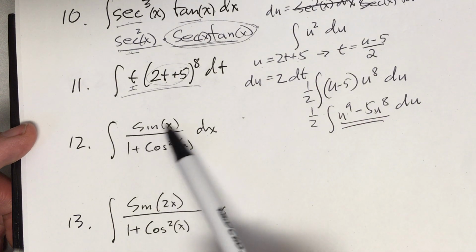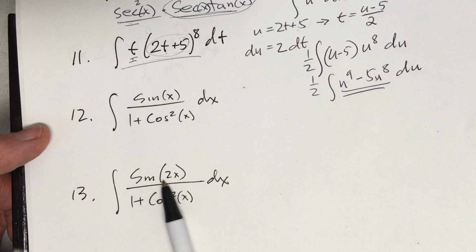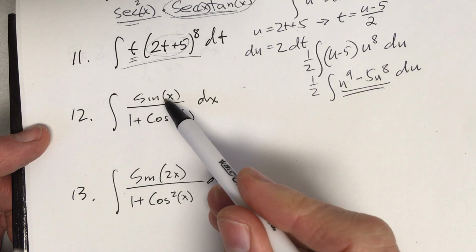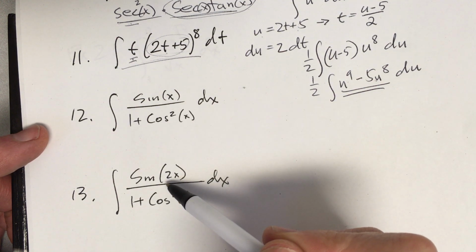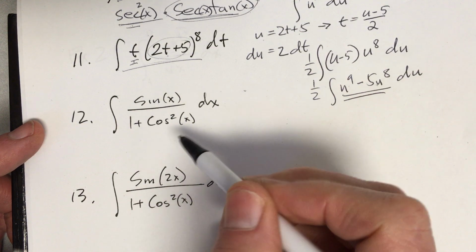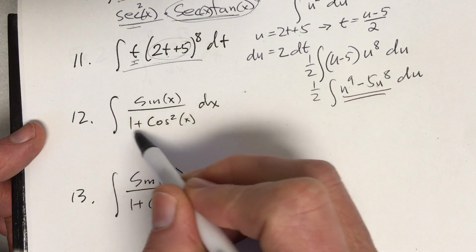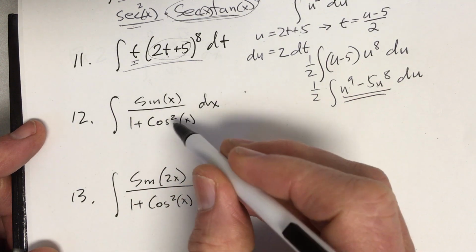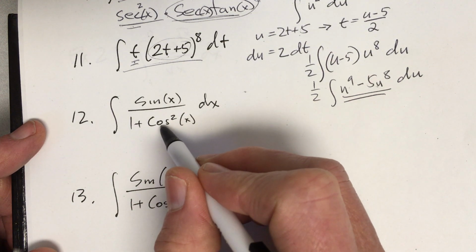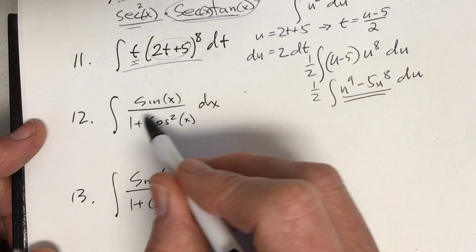If you see, I've got sine of x over 1 plus cosine of x. Then I've got sine of 2x over 1 plus cosine of x. So they're similar, but the difference is obviously I've got the multiplier here. Well, I'd say that when you're looking at these, the most straightforward thing is just to say, if I make my substitution the cosine, then when I take the derivative of that, this will go away, and that's what I want.